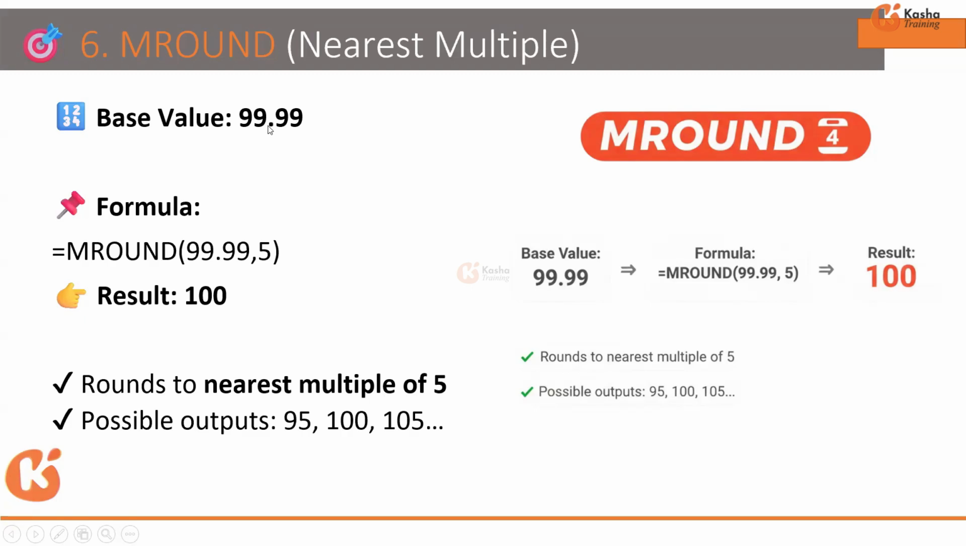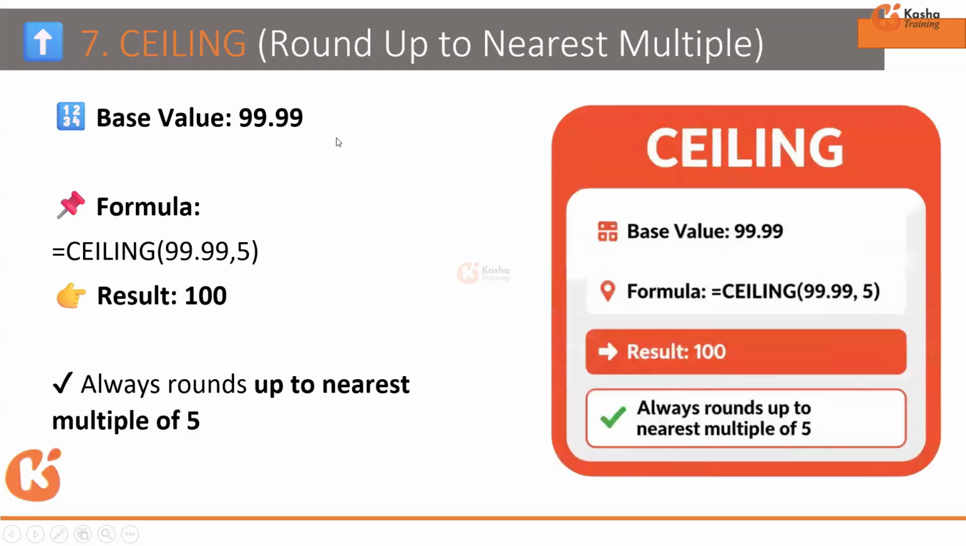So here this is 99.9. So it's giving you the nearest value, which is 100. So this is the meaning of MROUND. Then you also have CEILING. What is CEILING? CEILING rounds up to the nearest multiple. So this is again the base value, which is 99.99, and if I add the formula here as CEILING 99.99, 5, the result again comes up to 100. Why? Because it always rounds up to the nearest multiple. So this is what CEILING means.